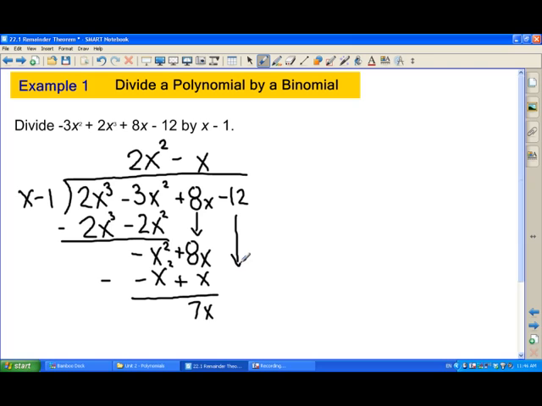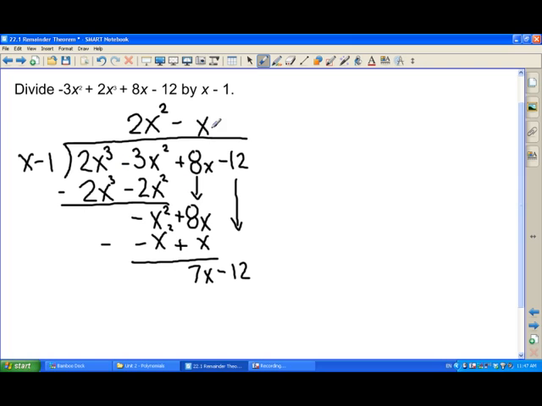And I bring down the next place value, I bring down the negative 12. And again, what do I need to multiply x by to get 7x? I have to multiply it by positive 7. 7 times x is 7x. 7 times negative 1 is negative 7. I subtract. First two terms cancel each other out. Negative 12 take away negative 7 becomes negative 12 plus 7, which leaves me with negative 5. I have no more terms to bring down in the dividend, so I'm done.